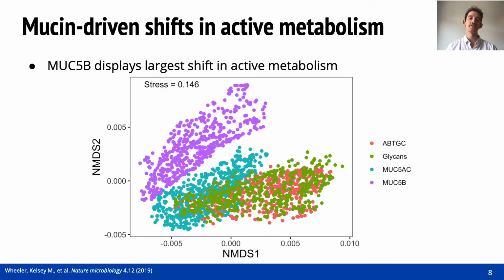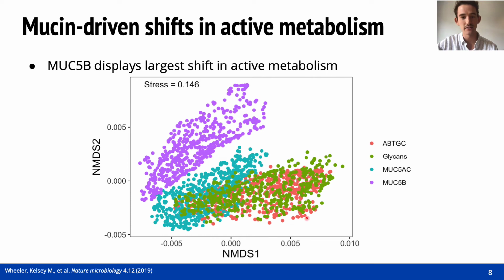So the first thing we wanted to do was look at how the active metabolism of these models was shifting. So here you can see our four conditions are outlined in different colors, and we did an NMDS plot of flux samples from each of these contextualized models. So each point here represents a different flux state of the model. And what we're interested in here is looking at how far from our baseline condition, in salmon here, all of these points are shifting.